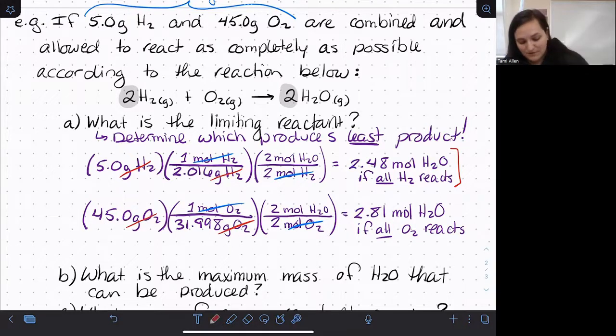So this one produces less product. So this means that H2 is our limiting reactant.